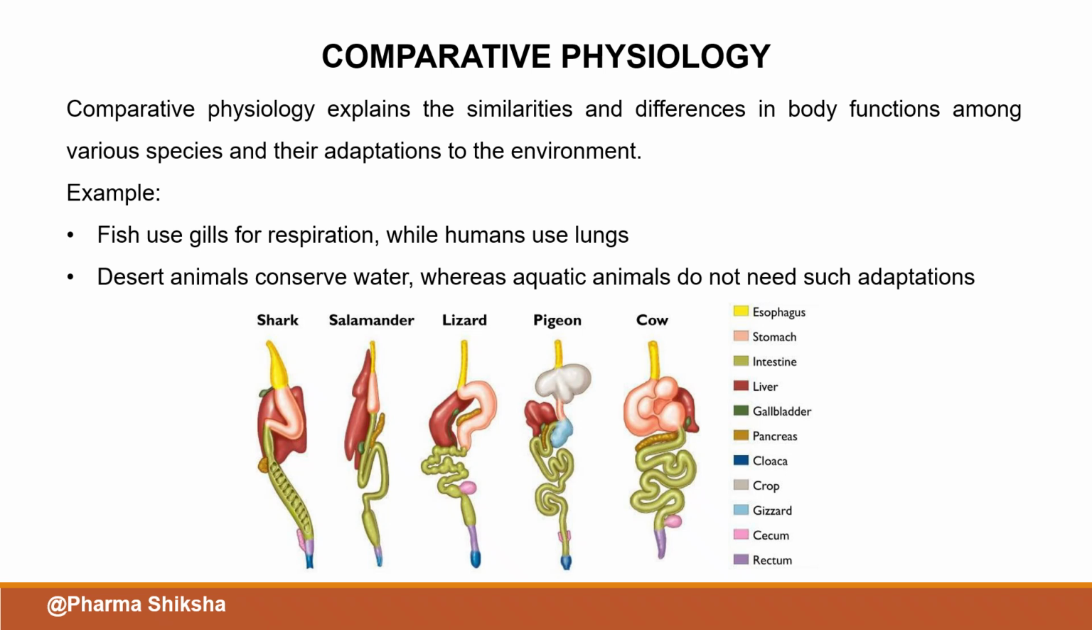And you can see the shark digestive system, salamander digestive system, lizard, pigeon, and the cow, and their parts you can see here. So this is comparative physiology, and you can even compare your human body's working with the rat, rabbit or monkeys, which all have similarities with humans. That's why we are using them for research. So comparative physiology means we are comparing our human body with other animals, and how they work for better adaptation to the environment. That we can call comparative physiology.